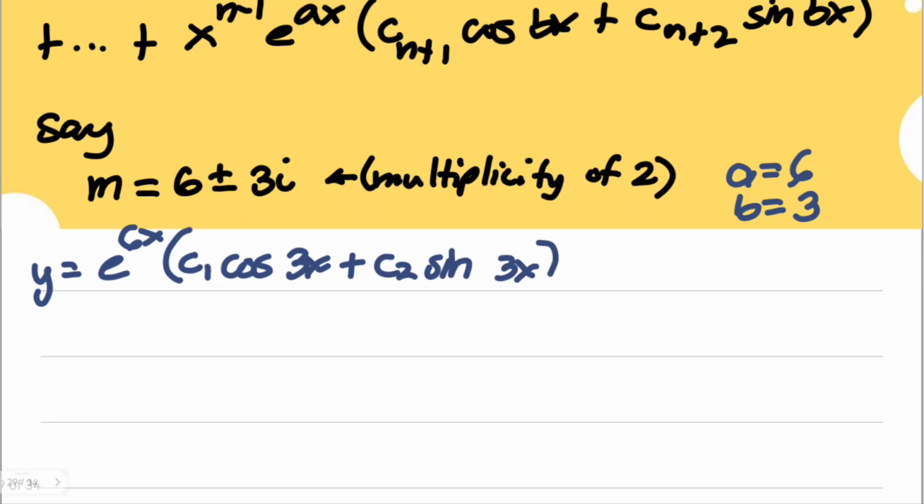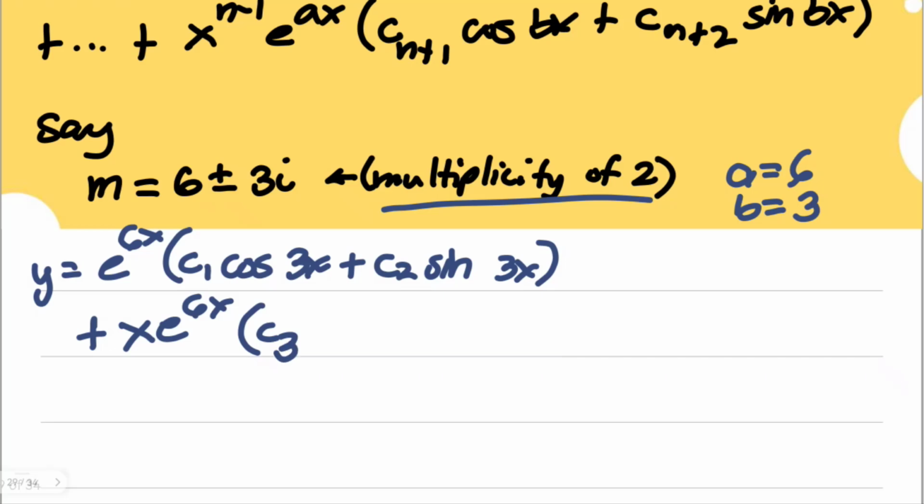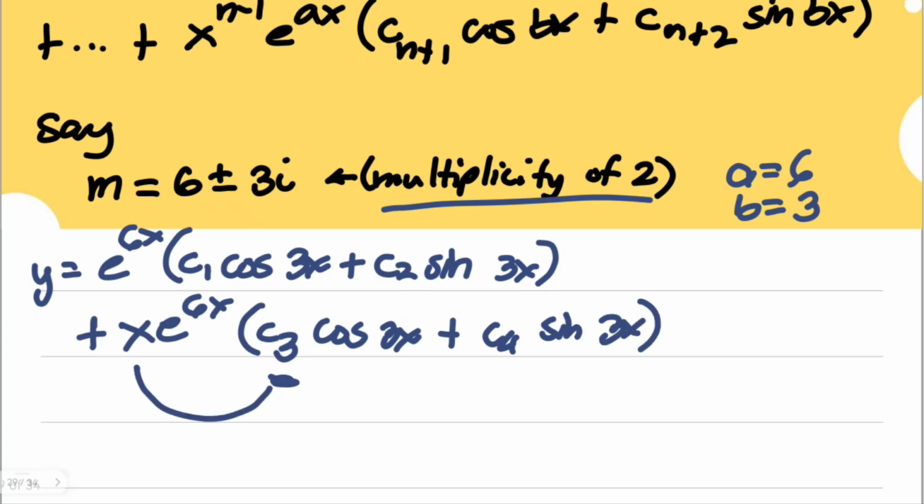sine of 3x. That's the solution if it doesn't repeat. But if it repeats, just like here, multiplicity of 2, so we're going here plus x again, e to the power of 6x. This time, we're going to use c sub 3 cosine of 3x plus c sub 4 sine of 3x. We're using different constants because this is a result with this, and we have a variable x for that. This is the solution for this example.